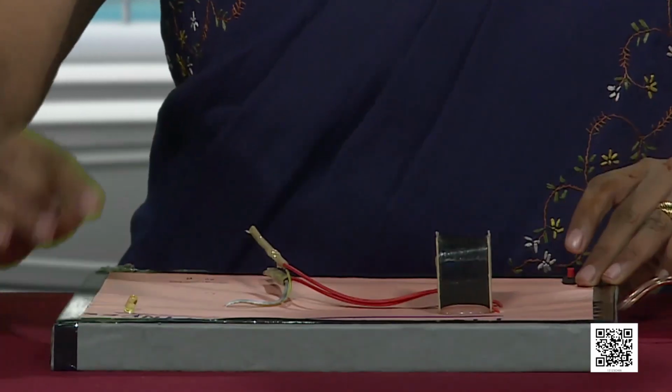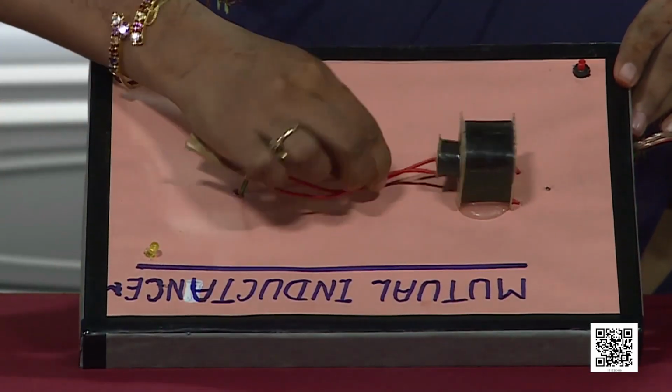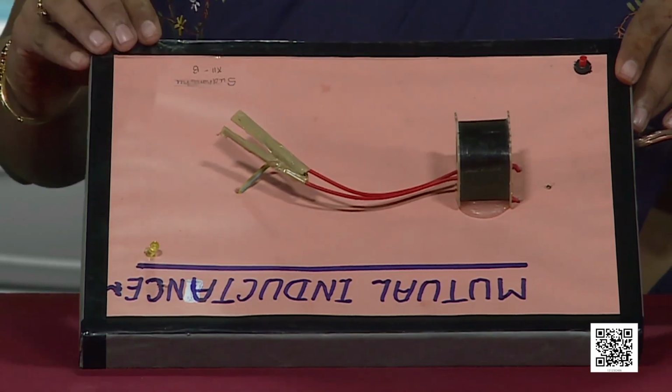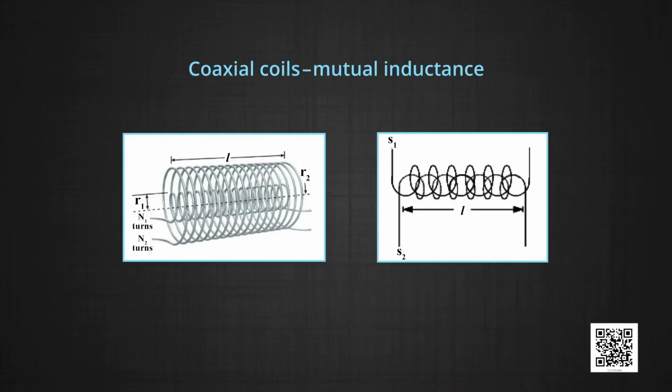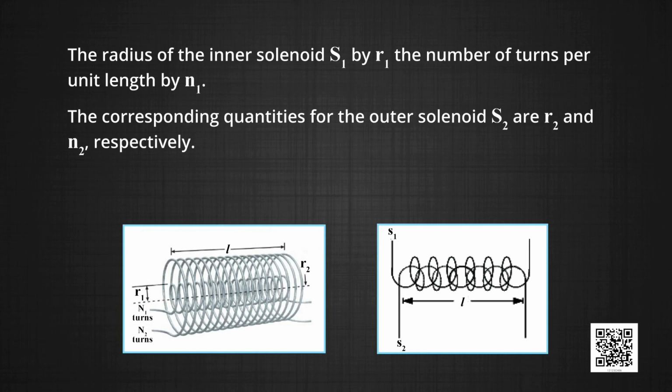We want to study the orientation where coil 1 is coaxial with coil 2 as seen here. You can see in the diagram as well. The two coils are coaxial with each other. The two coils are long solenoids, each of length L. We denote the radius of the inner solenoid S1 by R1 and the number of turns per unit length by n1. The corresponding quantities for the outer solenoid S2 are R2 and n2 respectively.